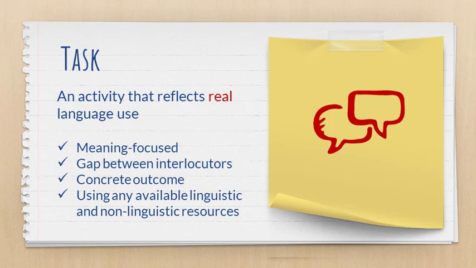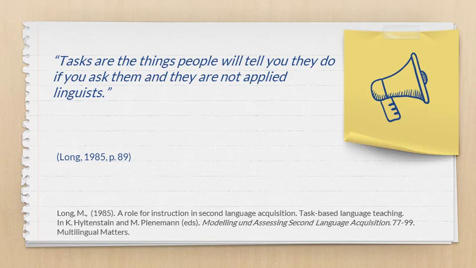Sometimes we need to use circumlocution. Sometimes we may need to use gestures. And I do want to clarify that even though I selected this icon that reflects oral interaction or people talking, tasks are not limited to pair work and they're not limited to interaction. You can have input-based tasks, for example. And my favorite definition of task comes from Michael Long, who said, "Tasks are the things people will tell you they do if you ask them and they are not applied linguists." And again, you see the emphasis on real language use.